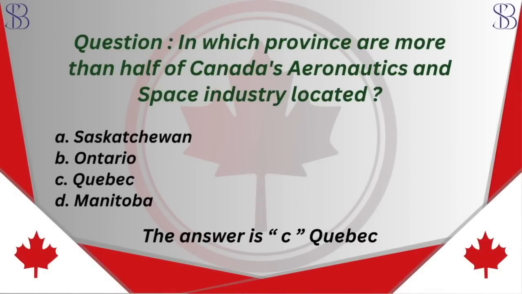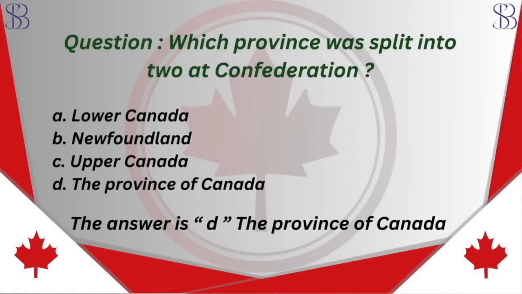Question: in which province are more than half of Canada's aeronautics and space industry located? A. Saskatchewan. B. Ontario. C. Quebec. D. Manitoba. The answer is C. Quebec. Question: which province was split into two at Confederation? A. Lower Canada. B. Newfoundland. C. Upper Canada. D. The Province of Canada. The answer is D. The Province of Canada.